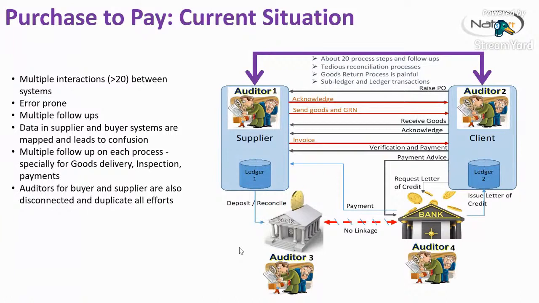And the number of processes today they follow, and the number of errors which they face, and the number of processes or interactions they have, more than 20 for just a purchase to pay. You can imagine how many follow-ups happen. All those who are in production, all those who are in purchase will know how many times they need to follow up with their suppliers for material, for payments, for all the processes, right? Now, if I put everything on a blockchain, right? Now you know this particular thing has got how many actors? You got a supplier, you got a client, you got 2 banks, you got 4 auditors who may be participating in internal, external audit process. So let's see what happens on a blockchain.